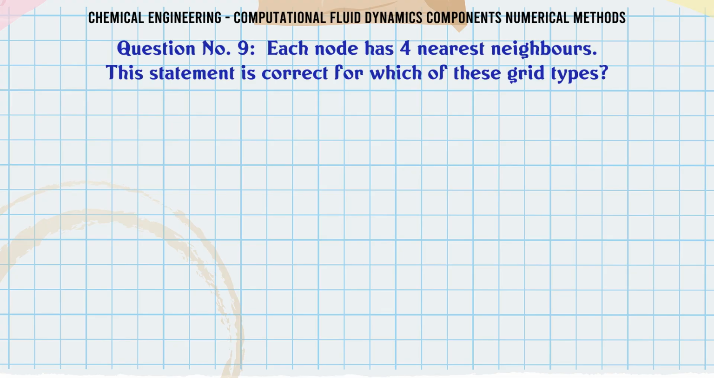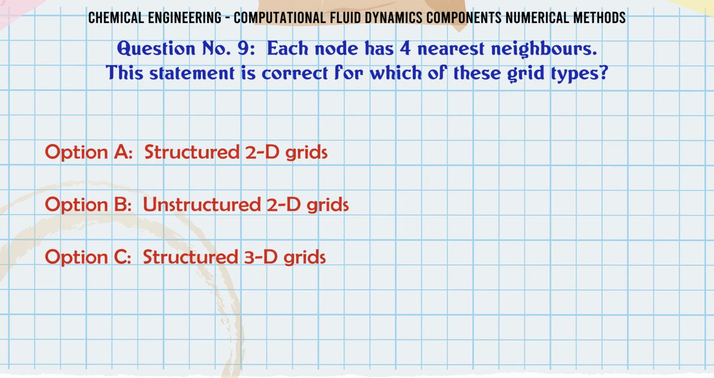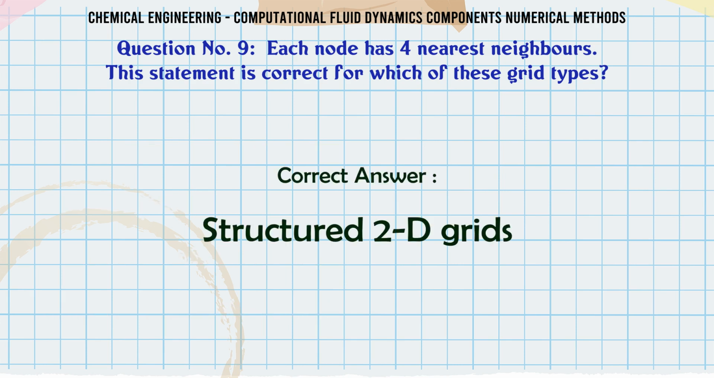Each node has 4 nearest neighbors. This statement is correct for which of these grid types? A. Structured 2D grids. B. Unstructured 2D grids. C. Structured 3D grids. D. Unstructured 3D grids. The correct answer is structured 2D grids.